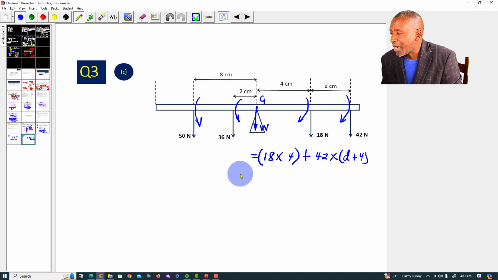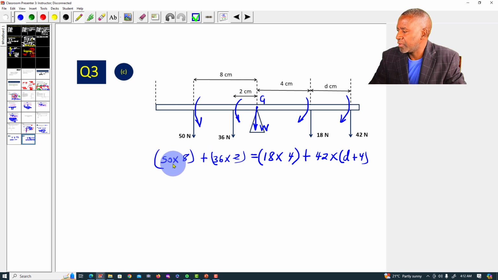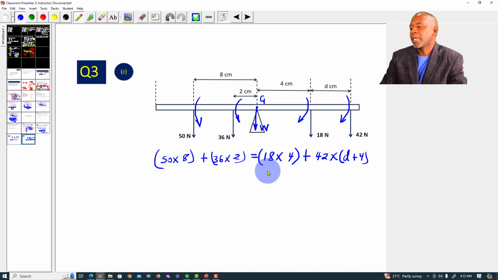And the moment you have realized that trick, it is just a matter of now, on the other side you're going to have 36 times 2, and of course here we are going to have 50. So on this other side you have 50 times the distance 8. And again, I don't think I need to proceed further than that, because the rest of it is just use your calculator, use simple mathematical manipulations, and you'll be okay.